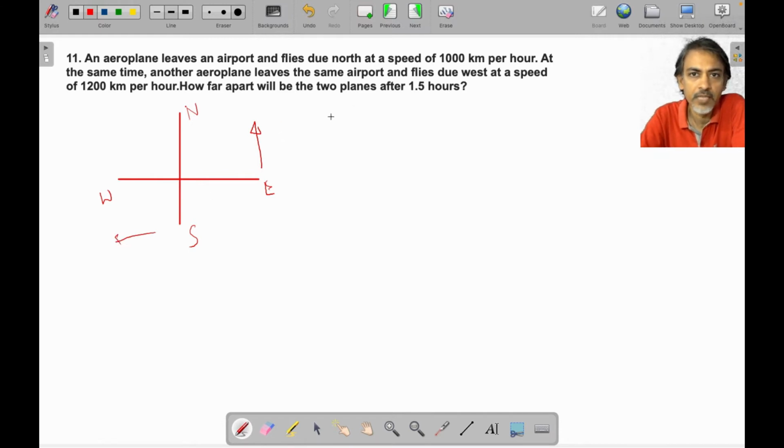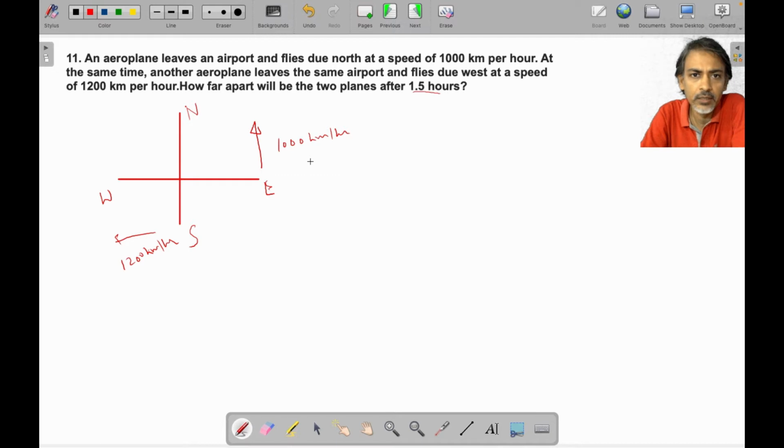This plane is moving at 1000 km per hour and another plane is moving at 1200 km per hour. First of all, we need to know after 1.5 hours how far this plane would have moved and how far this plane would have gone. So assuming that this is the point from which they are starting, let's understand in 1.5 hours how far the planes will be.